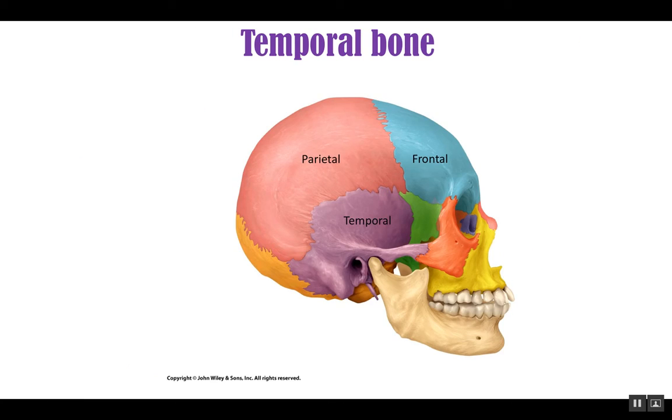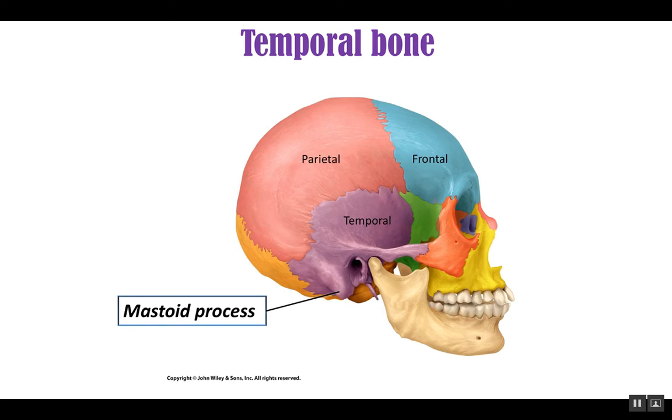Here is a lateral view of the skull, and again we see the frontal bone. We see the right parietal bone. We now see a good view of the temporal bone. The temporal bone forms more of the lateral aspect of the skull. It also forms some of the inferior portions of the skull. The temporal bone has a little more structure to it.